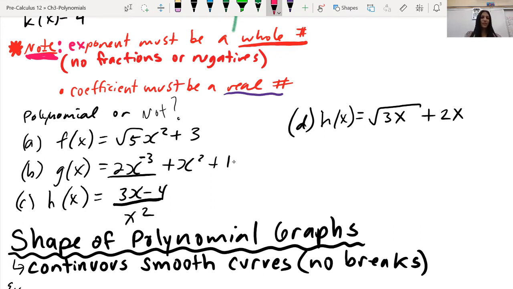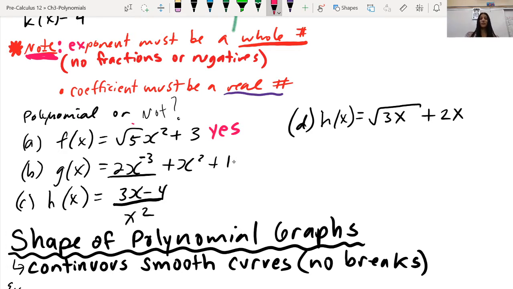So starting with the first one, I'm trying to see, does it fit all these red rules? So there is a square root there, but the square root is on the number. So the coefficient is a real number, so it does follow that rule, it's fine. And x squared plus 3, that's fine. So we would say, yes, this is a polynomial.